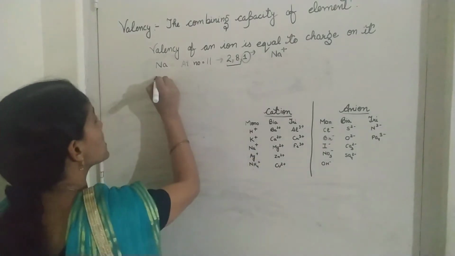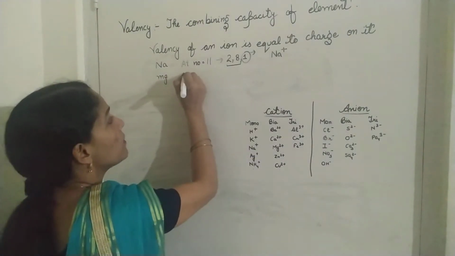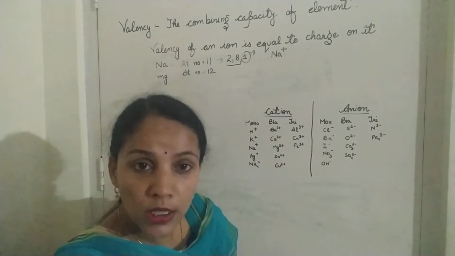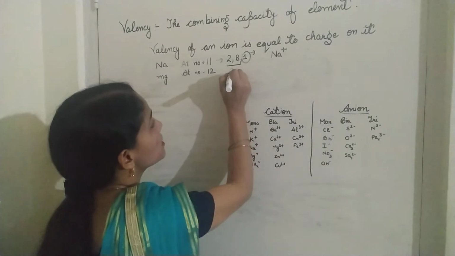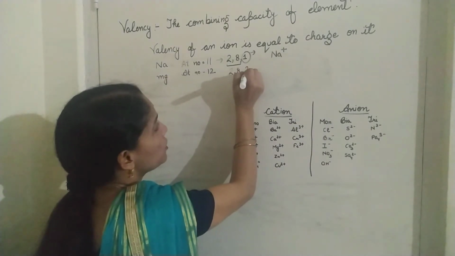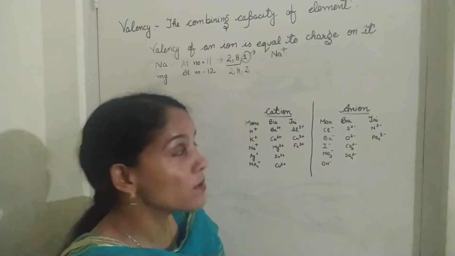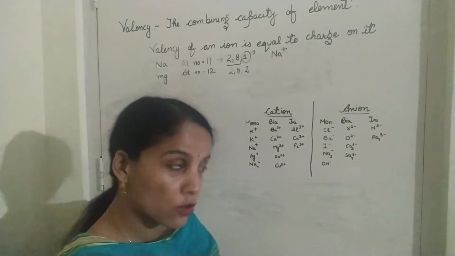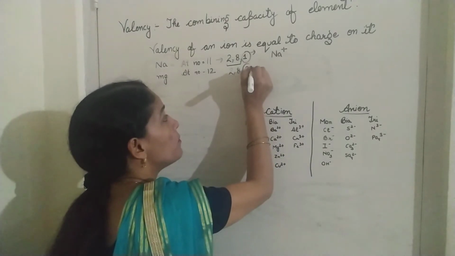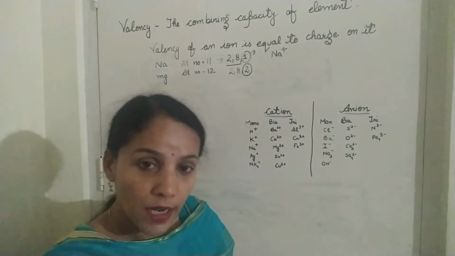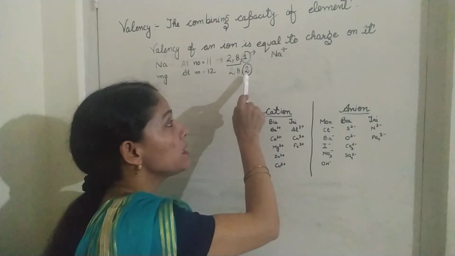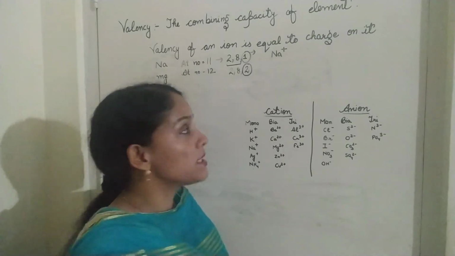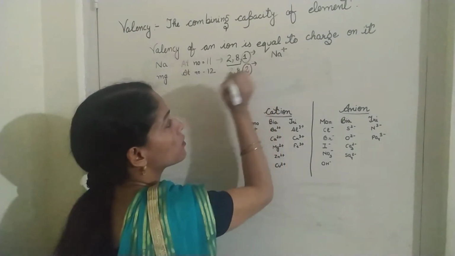If I take the example of magnesium, what is the atomic number of magnesium? That is 12. And what is the electronic configuration of magnesium? That is 2, 8 and 2. So how many electrons are there in the outermost shell of magnesium? There are 2 electrons. So to make it stable, what do we do here? We either lose 2 electrons or gain 6 electrons, so which is the easiest? To lose 2 electrons from here.